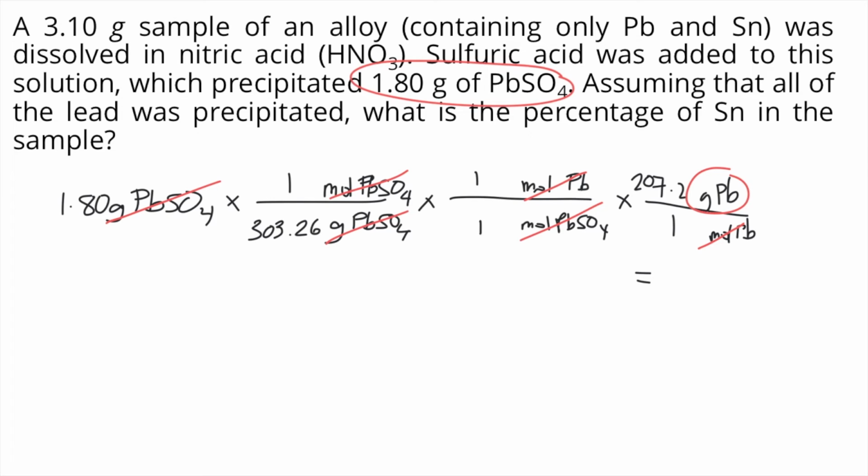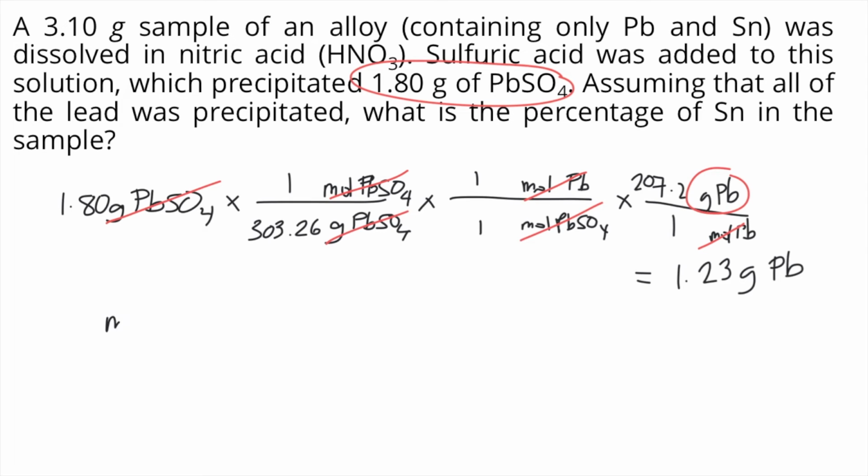So all you have to do is solve this entire thing in your calculator. So that's 1.80 times 1 divided by 303.26 times 1 divided by 1 times 207.2 divided by 1, and you will get approximately 1.23 grams of lead. And the problem says your alloy only contains lead and tin.